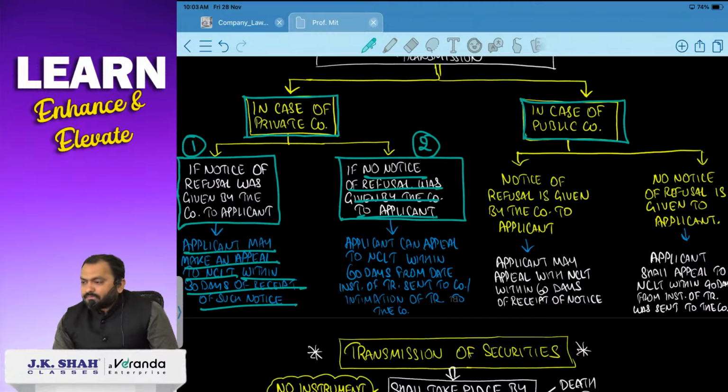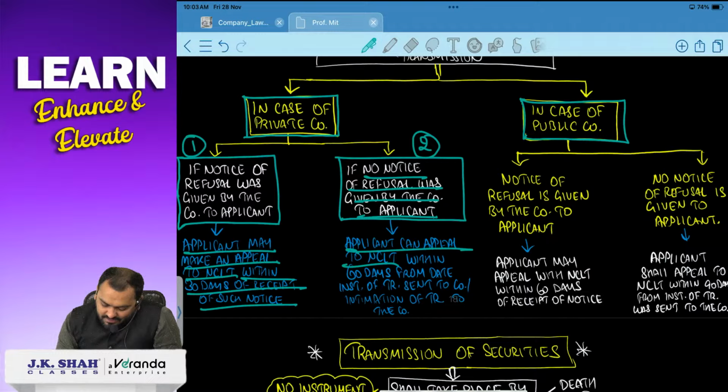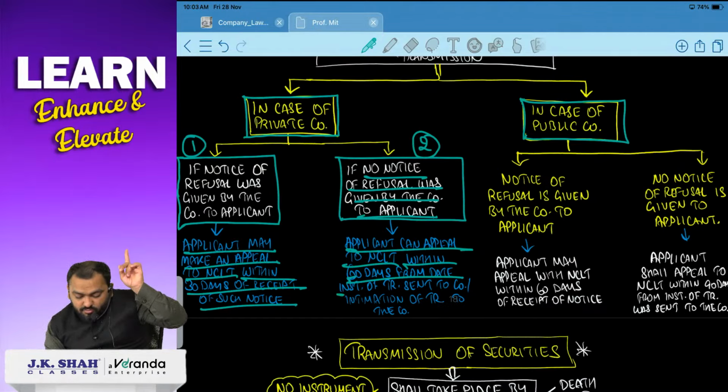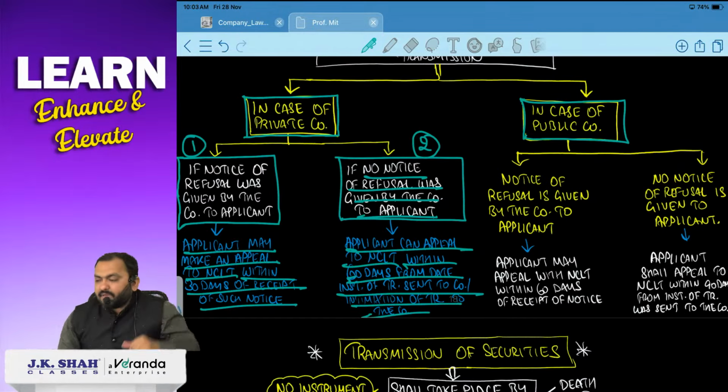Now what to do? So you are not happy. You want to appeal. So in such a case also you can appeal to NCLT within 60 days from the day when you have submitted the instrument of transfer or intimation of transfer to the company. Do you know the logic of the 60 days?